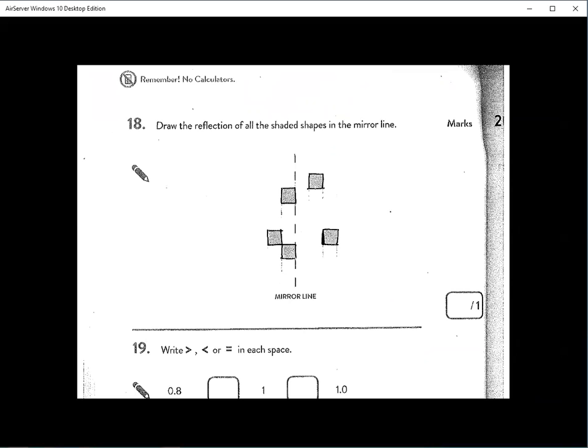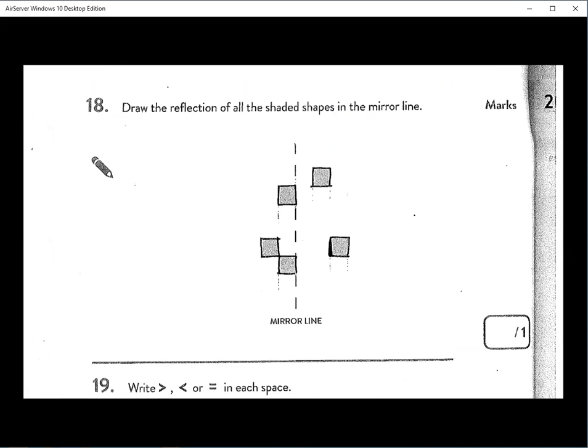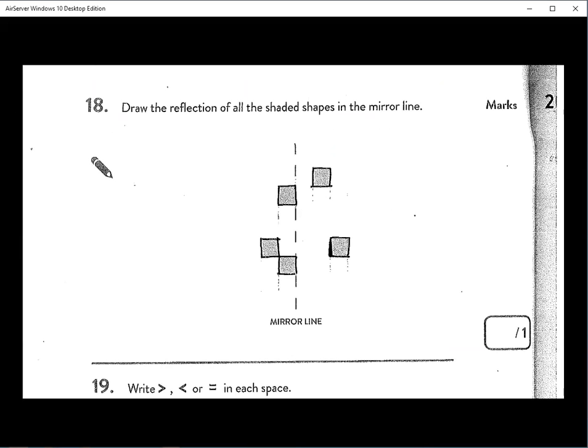Yeah. Question number 18 says, draw the reflection of all the shaded shapes. So this shape here gets reflected on the other side of the mirror. So the mirror is actually here. This is your mirror line. Oops, that's a little bit wonky. That's better.